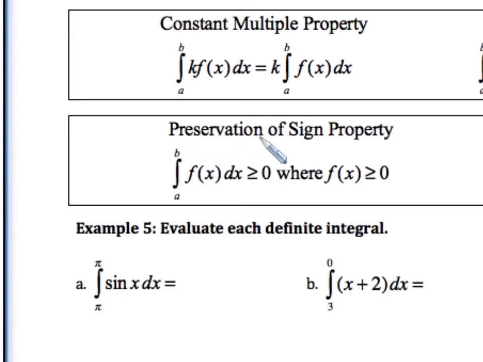Another property is the preservation of sign property. And it says that the definite integral of a function from a to b is going to be greater than or equal to 0 where the function itself is greater than or equal to 0. So if we're looking at an interval here and our function is positive, okay, then I know that the definite integral is also going to be positive.